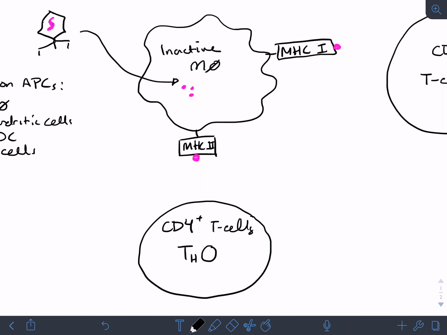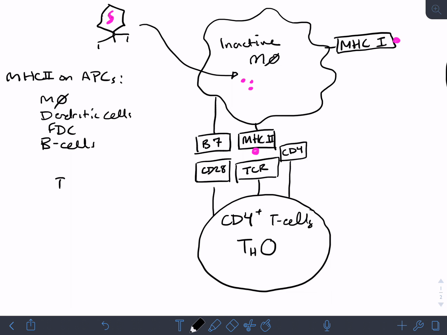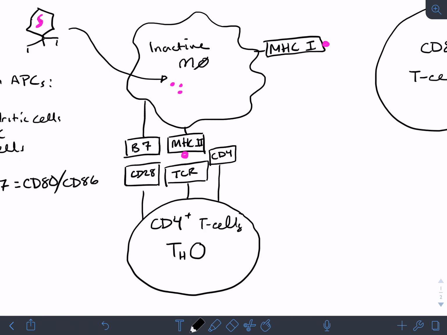The way that happens is your MHC2 is going to bind to a T cell receptor. This is going to be mediated by the CD4. Okay? That's step 1. Step 2 is B7 from the macrophage is going to bind to CD28. Okay? And by the way, B7 is also called CD80 or CD86. All right? An easy way to remember that is 4 times 7 equals 28.